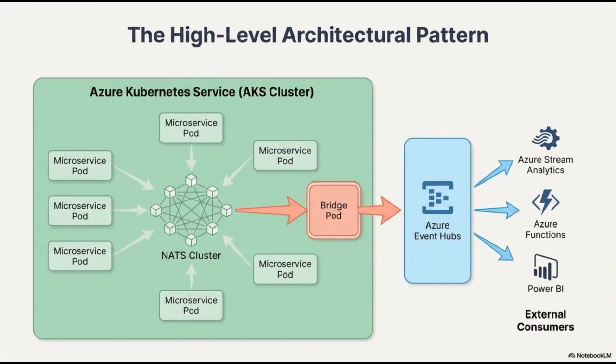This high-level architectural pattern demonstrates how to integrate internal microservices with external data consumers. At the heart of the architecture is an Azure Kubernetes Service cluster. Inside this cluster, multiple microservice pods use a NATS cluster as a high-performance messaging backbone for internal communication. To export this data, we utilize a bridge pod, which acts as a gateway connecting the internal NATS cluster to Azure Event Hubs. Once events reach Azure Event Hubs, they are distributed to various downstream services.